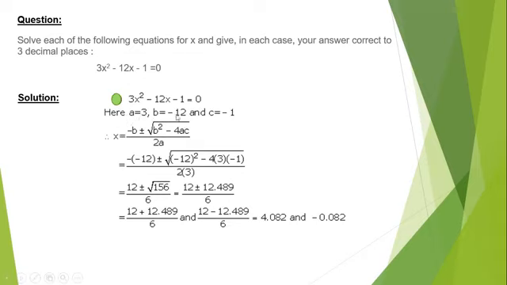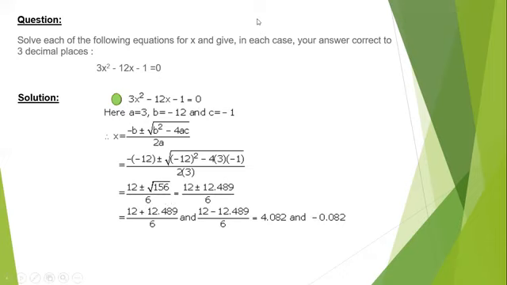Compare the given equation with the standard form of the equation. A is 3, B is minus 12, C is minus 1. Substitute it in the formula minus b plus minus under root b square minus 4ac upon 2a. We'll get minus of minus 12 plus minus under root minus 12 whole square minus 4 into 3 into minus 1 upon 2 into 3. 12 plus minus under root 156 upon 6.